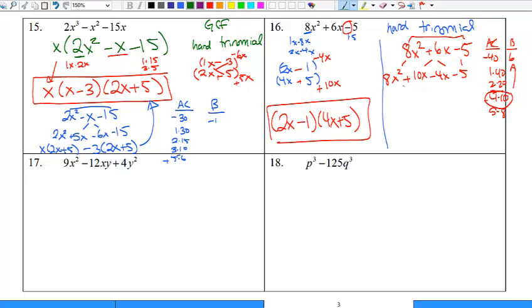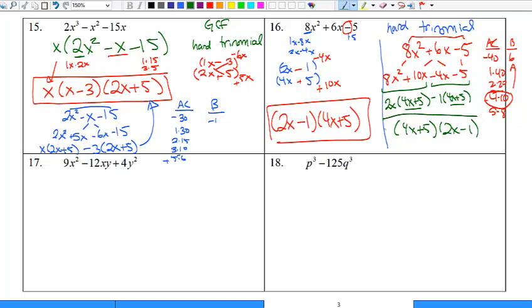Once I have that, then I can do my two groups. I can factor out 2x, and that leaves me with 4x plus 5. In the second group, I can factor out a negative 1, which gets me a positive 4x, positive 5. When those are the same, you get 4x plus 5 and 2x minus 1.